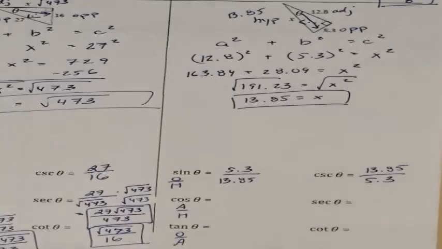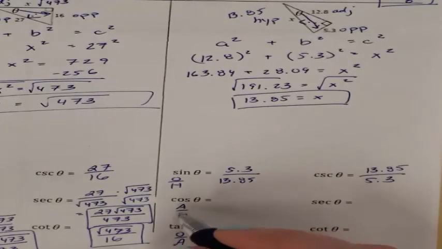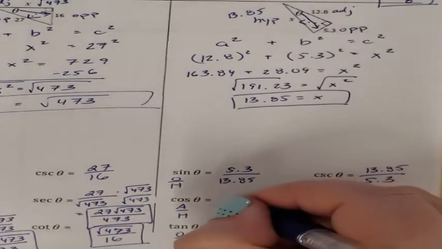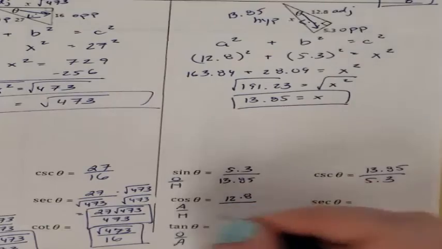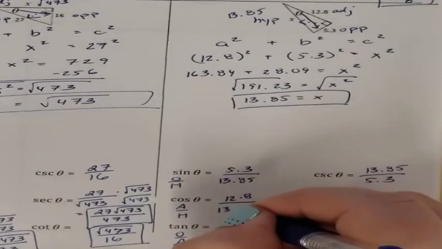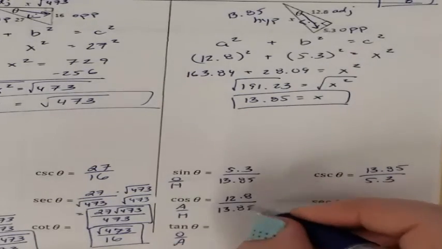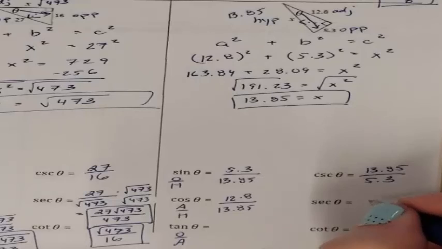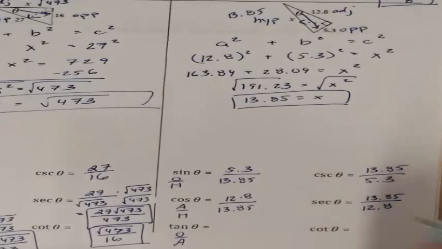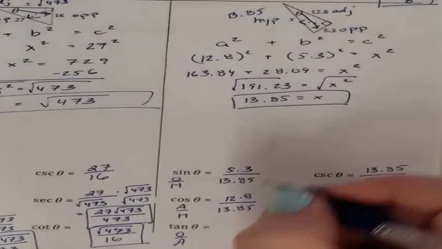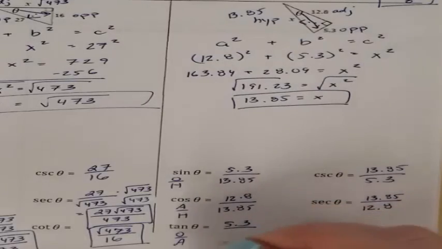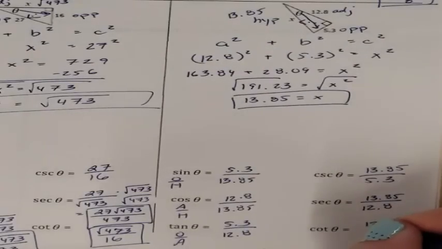And then here is cosecant. Cosine, adjacent was 12.8, all over hypotenuse is 13.85. We're not going to simplify this because we want the ratio. Secant then is 13.85 all over 12.8. Tangent is opposite, which is 5.3, all over adjacent, which is 12.8, which means cotangent is 12.8 all over 5.3.